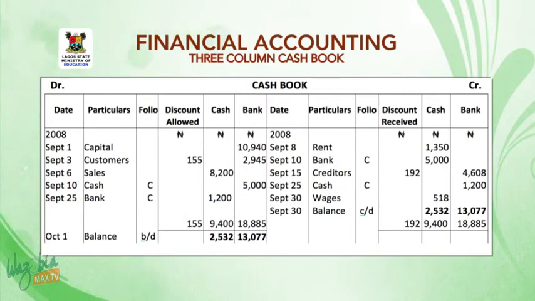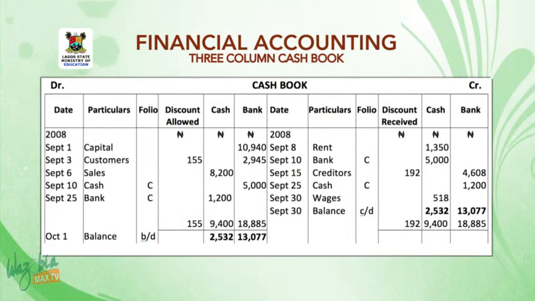So on the 10th, on both sides, the debit and credit side, under particulars of the debit side, you write cash. Under folio, you write capital letter C. Under bank, you write 5,000, which means that 5,000 naira enters the bank account of the business. Then on the credit side, the same date, September 10, under particulars, you write bank. Under folio, you write capital letter C. Under cash, you write 5,000 naira, which signifies that the cash goes out from the business.